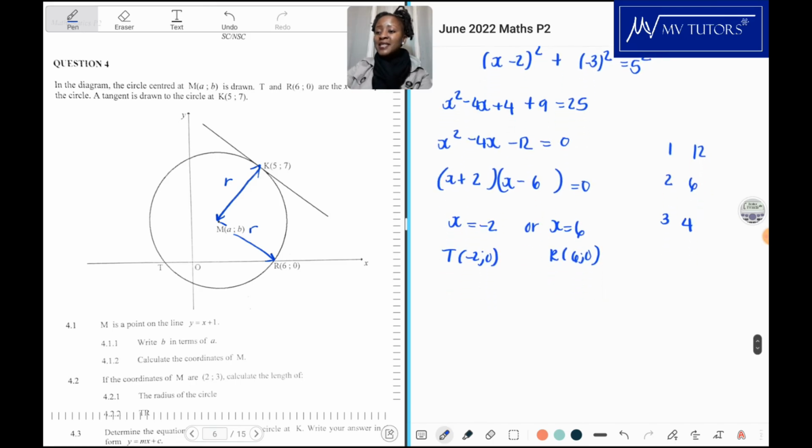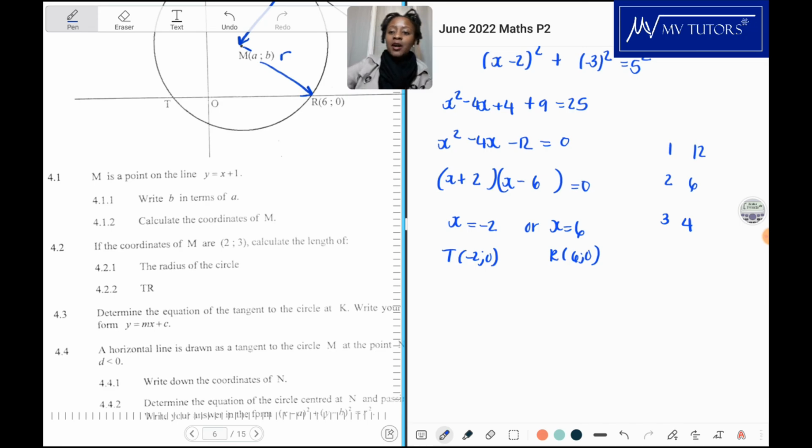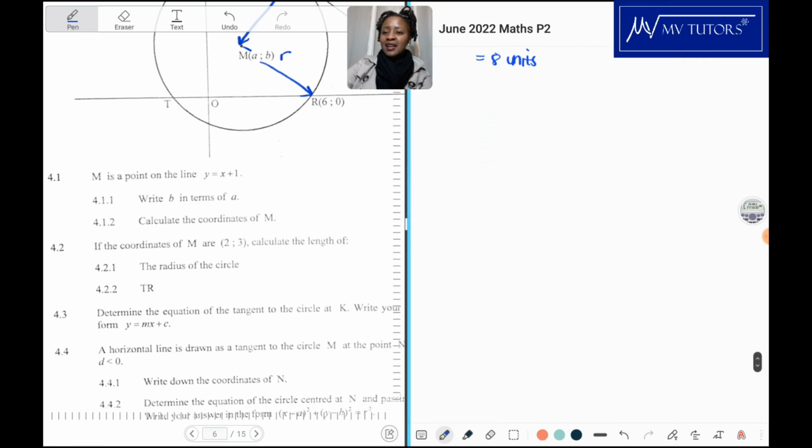But they were looking for the distance, right? Or the length of TR. So because T and R are both lying on the x-axis, I don't have to use the distance formula. I can just say that TR is basically 6 minus 2, and that will be equal to 8 units. Alrighty. Okay, so that's 4.2.2, and then we get to 4.3.